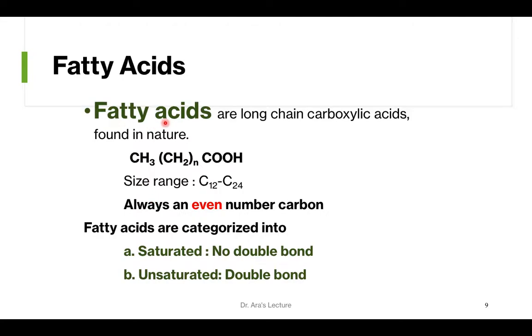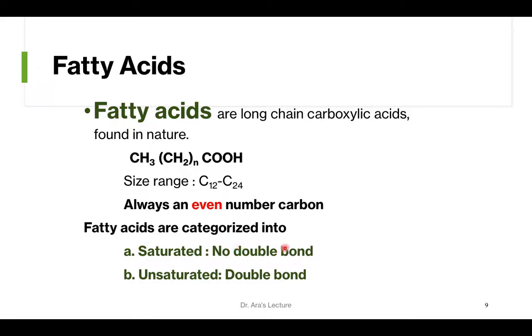Fatty acids. What are fatty acids? Fatty acids are long-chain carboxylic acids found in nature. You can see here CH3, and if we consider the structure, one end has a methyl and the other end has a COOH group, and in between is (CH2)n, which means the carbon chain ranges from 12 to 24, and mostly we see an even number of carbons.